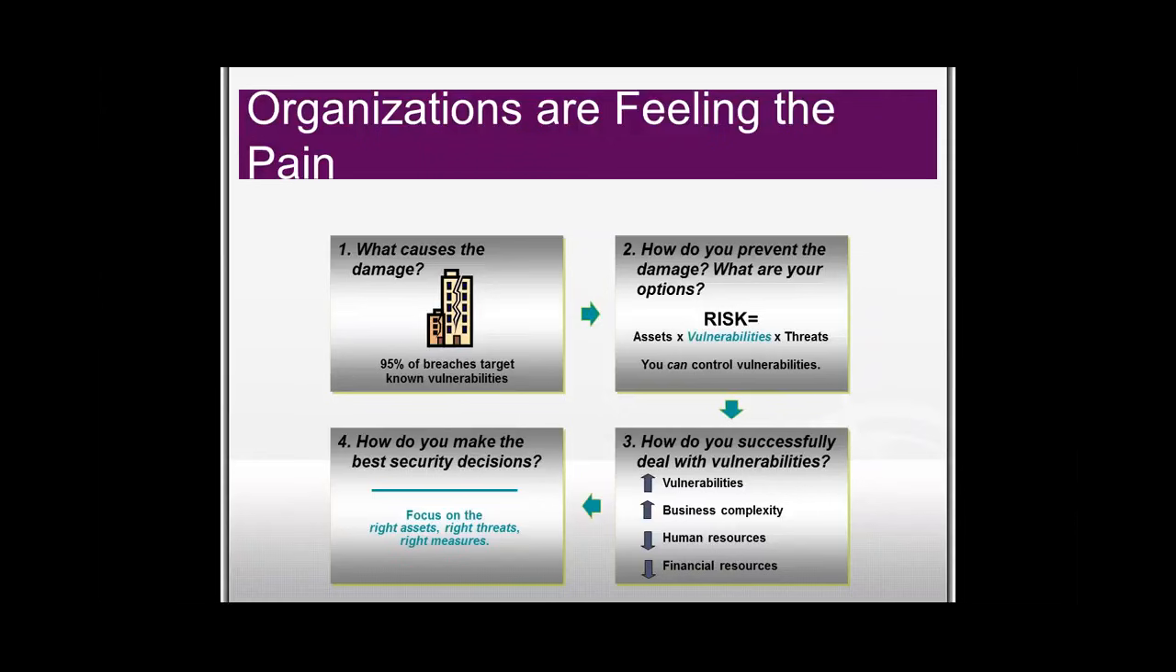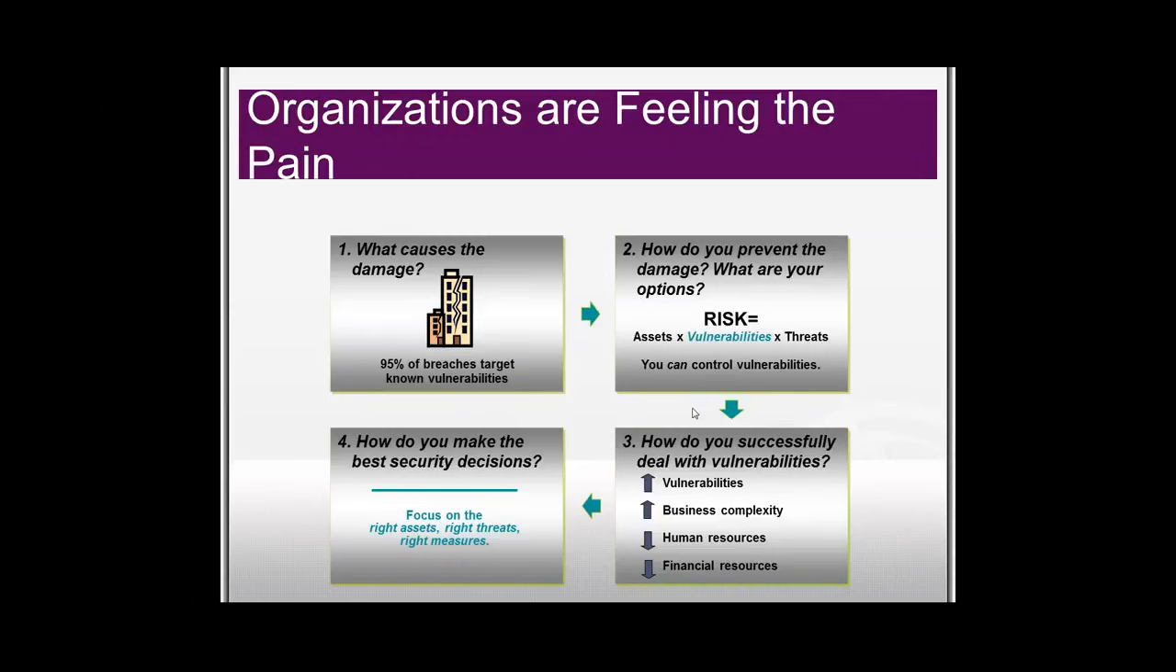So first, there are major issues, and companies are basically feeling the pain here. Here's what they have. Number one, they have to figure out how they can isolate the problem. Companies have to figure out what causes the actual damage. As you see here, 95% of breaches target known vulnerabilities. So if we know that, how come it's so hard for us to deal with these problems, deal with these situations? We have to know what's causing that damage, and then, of course, the problem shouldn't be any surprise to us.